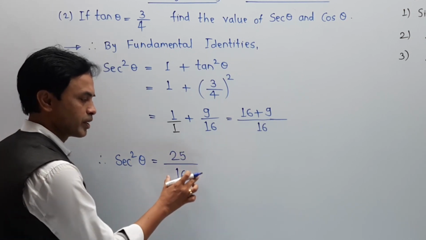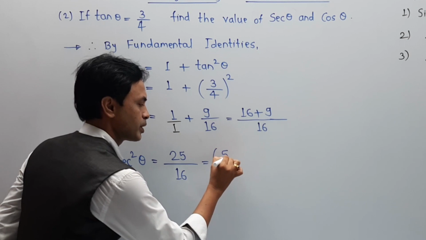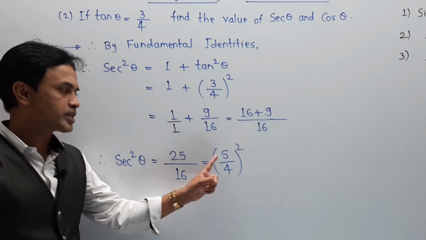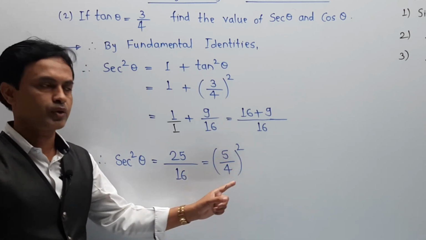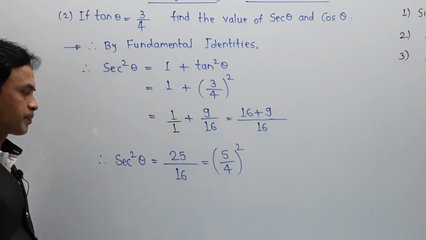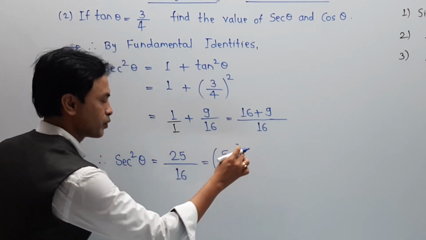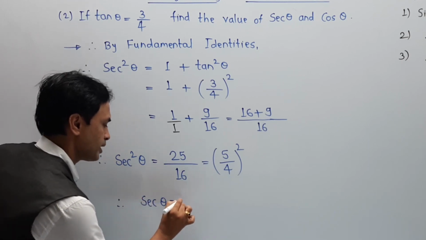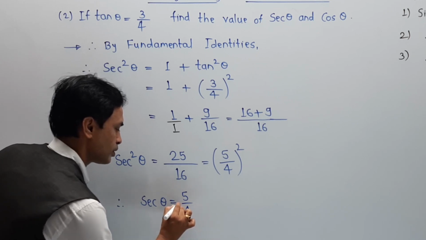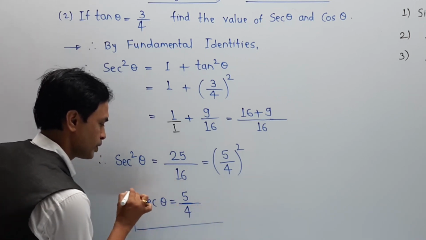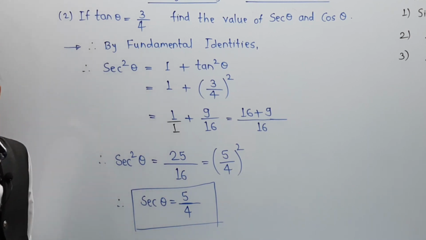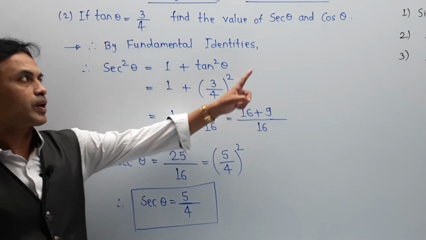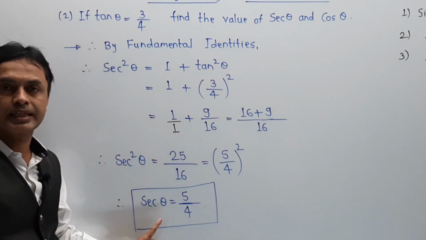Now if sec square theta is 25 by 16, it is simply the square of 5 divided by 4, bracket square. Why? Because 25 is a square of 5 and 16 is a square of 4. So it becomes 5 upon 4 bracket square. If sec square theta is 5 upon 4 bracket square, simply you can write sec theta, and that is 5 upon 4, and this is the value required for the numerical. So you are able to get the first value: sec theta is 5 upon 4.